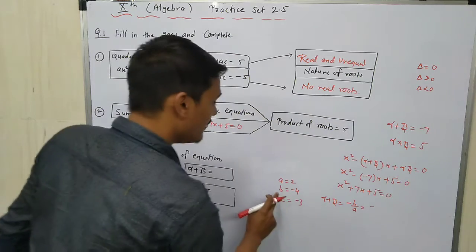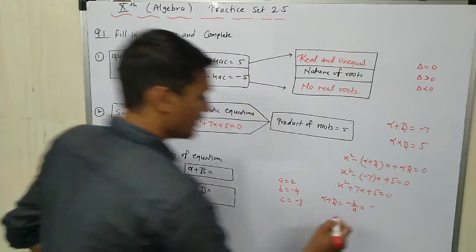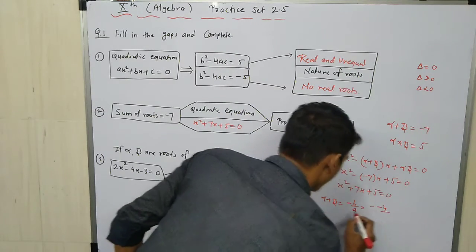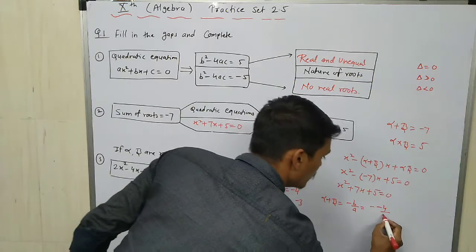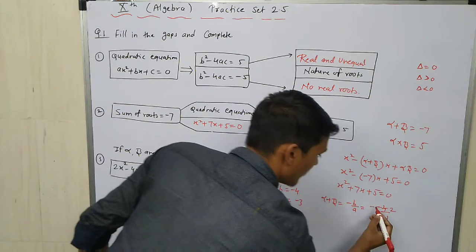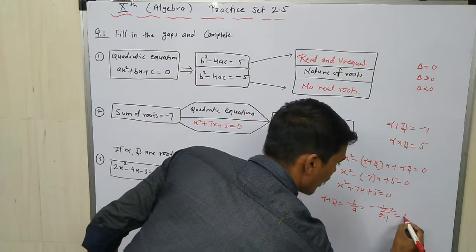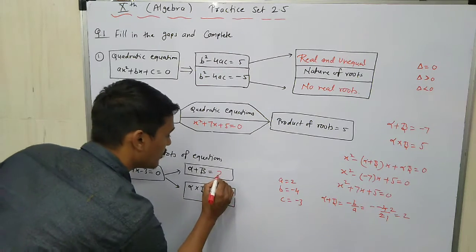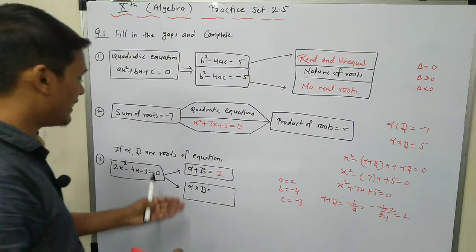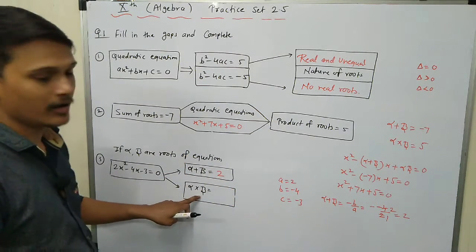Minus, what is the b value? The b value is minus 4. Put here minus 4 upon a. What is a? It is 2. 2 ones are 2, 2 twos are 4. Minus minus plus is equal to 2. Then put the value here, 2. Understood? Now second, alpha into beta.